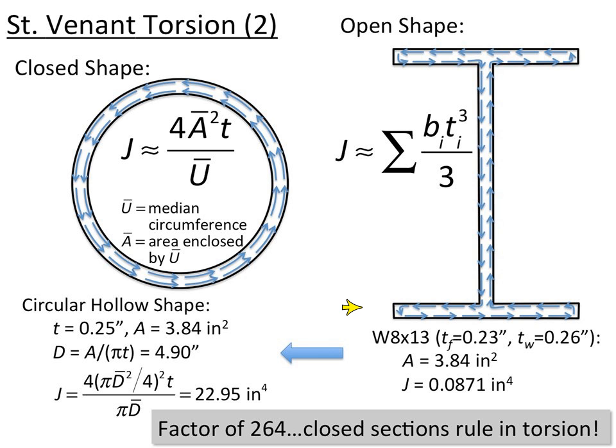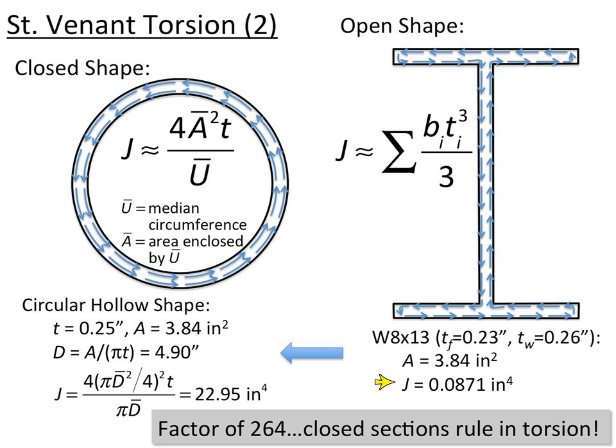All right. So anyway, what I thought you might like to see is the difference between the torsion constants. So I'm going to take here a W8 by 13. Its flange thickness is 0.23 inches. Its web thickness is 0.26. I calculate the cross-sectional area, or just look it up in the manual. It's 3.84.